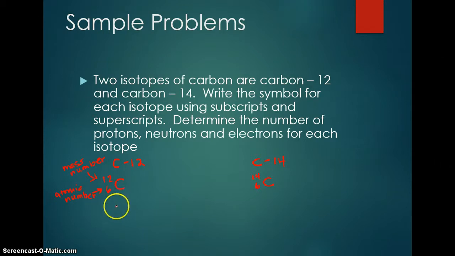And if we were going to count this up, we would have 6 protons, 6 electrons, and 12 minus 6 would give us 6 neutrons. And here we would be looking at 6 protons, 6 electrons, but 14 minus 6 would give us 8 neutrons.